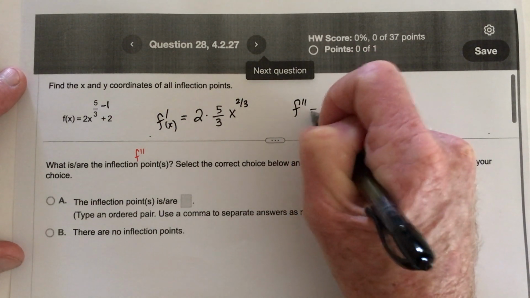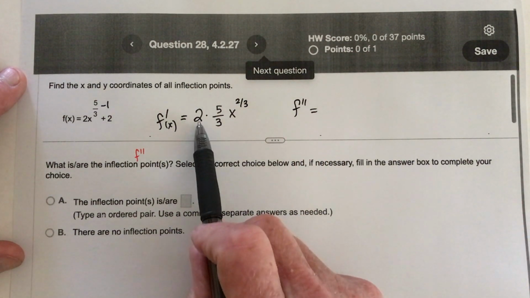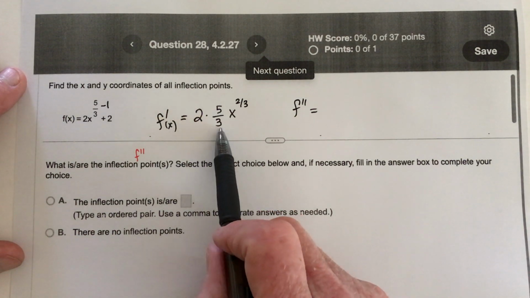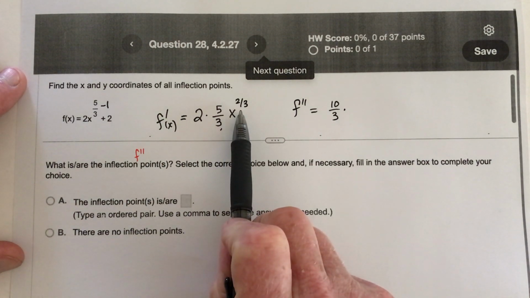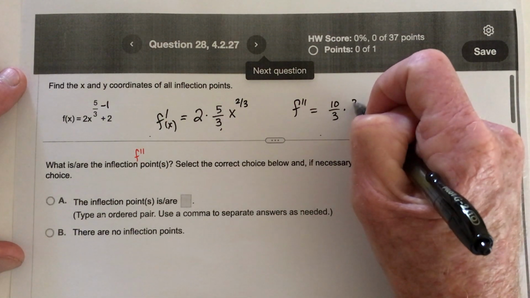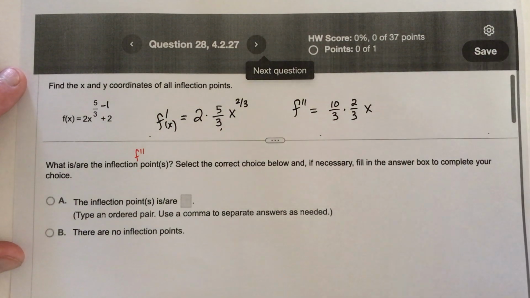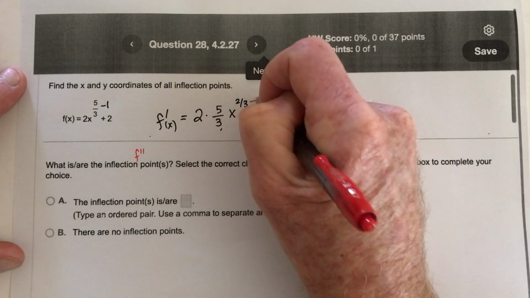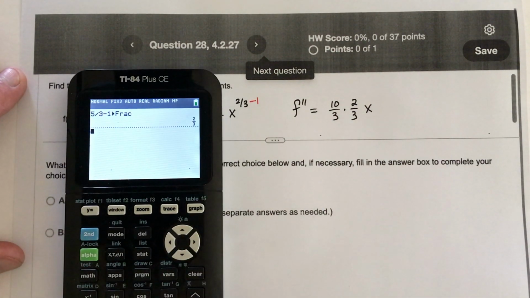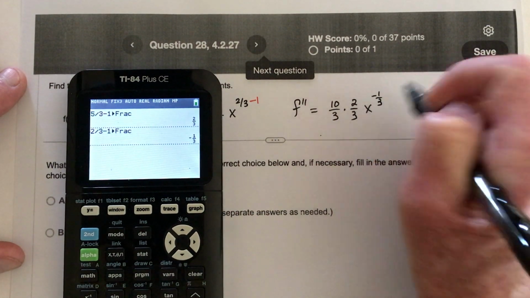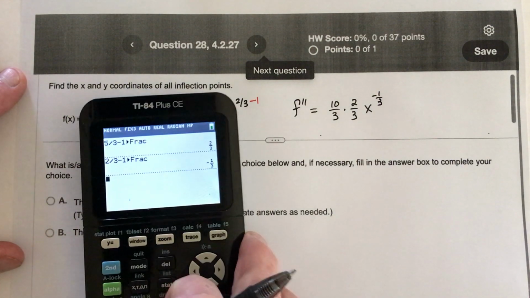Now go on to the second derivative. So I could simplify this a little bit because this would be 10 over 3. So I'm just going to write down that 10 over 3. Now take the 2/3, put it in front and multiply. And then subtract 1 from the exponent. So then 2/3 minus 1, change that to a fraction, is negative 1/3. And that did say negative 1/3, right?